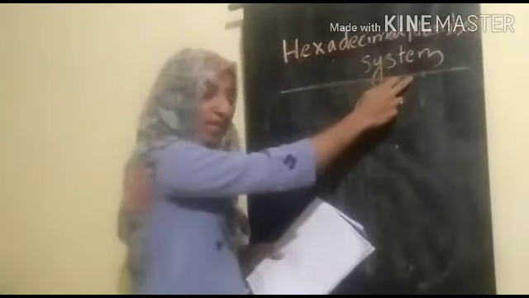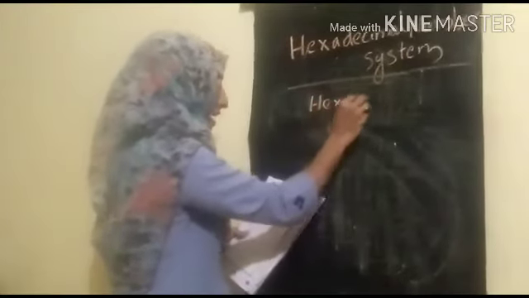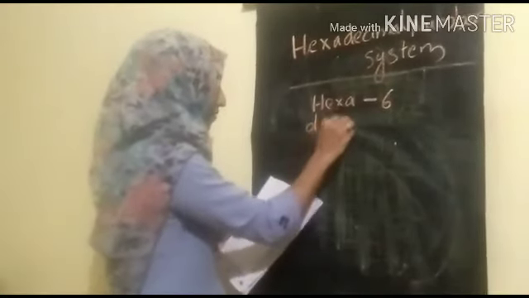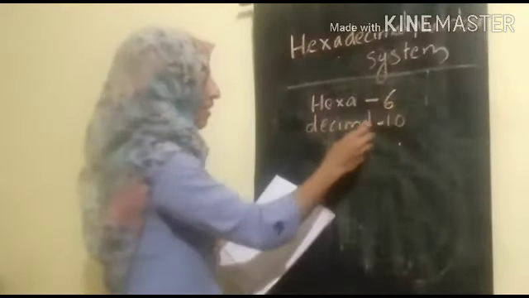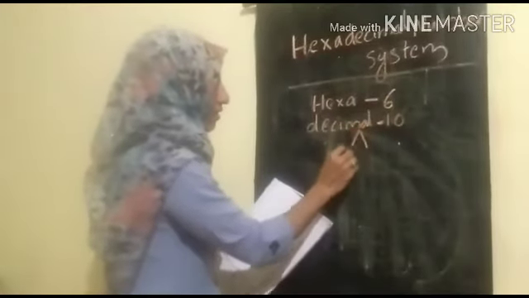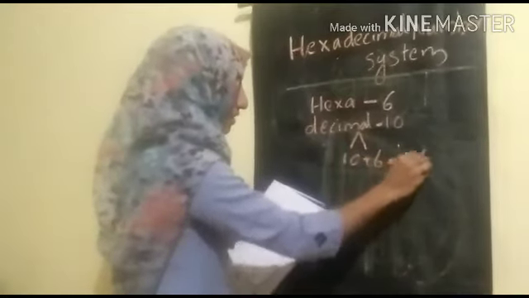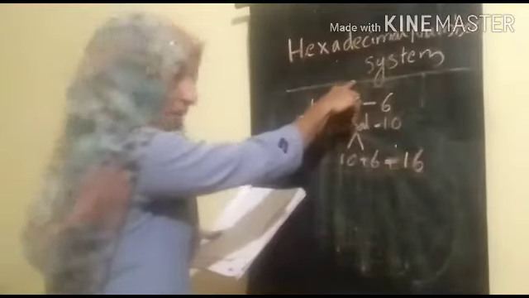Now we discuss the hexadecimal number system. Hexa means 6, then decimal is 10. As the name suggests, this is 10 plus 6, 16. We will use a total of 16 symbols in the hexadecimal number system.